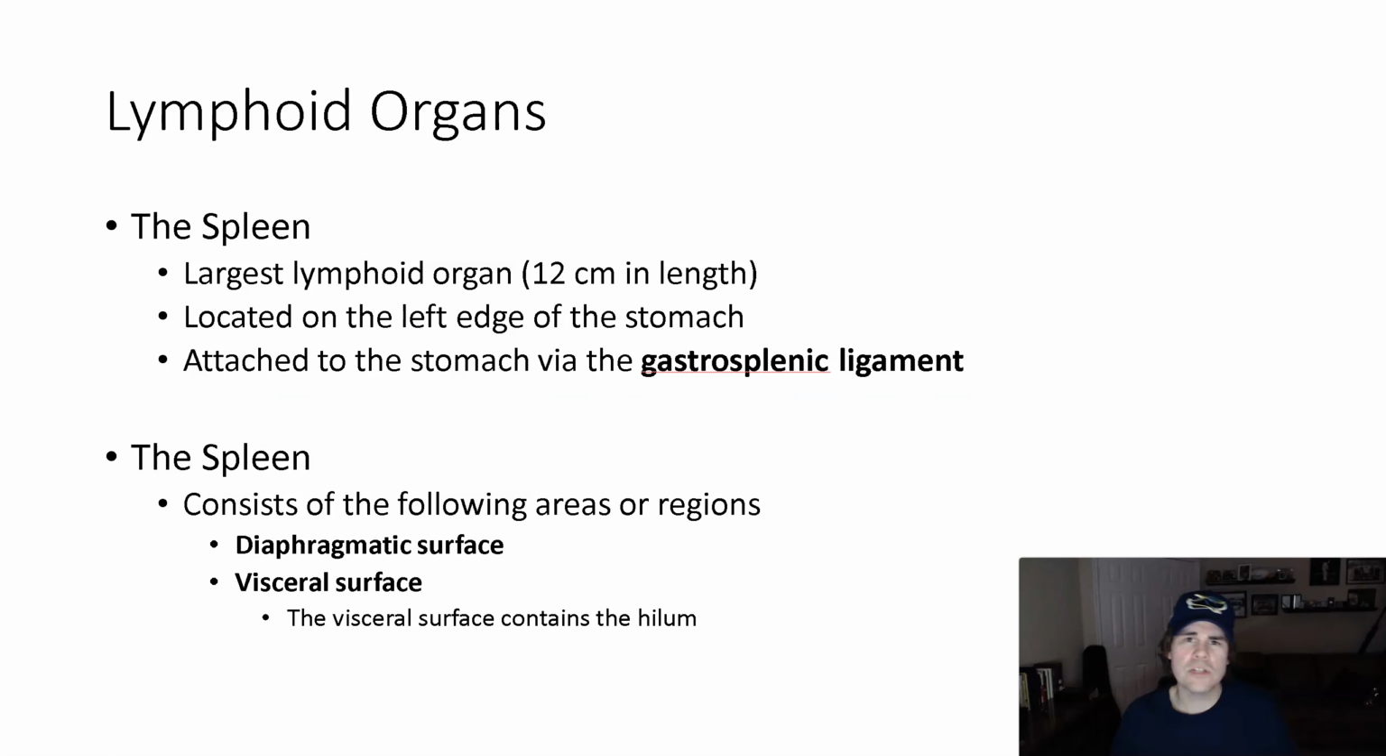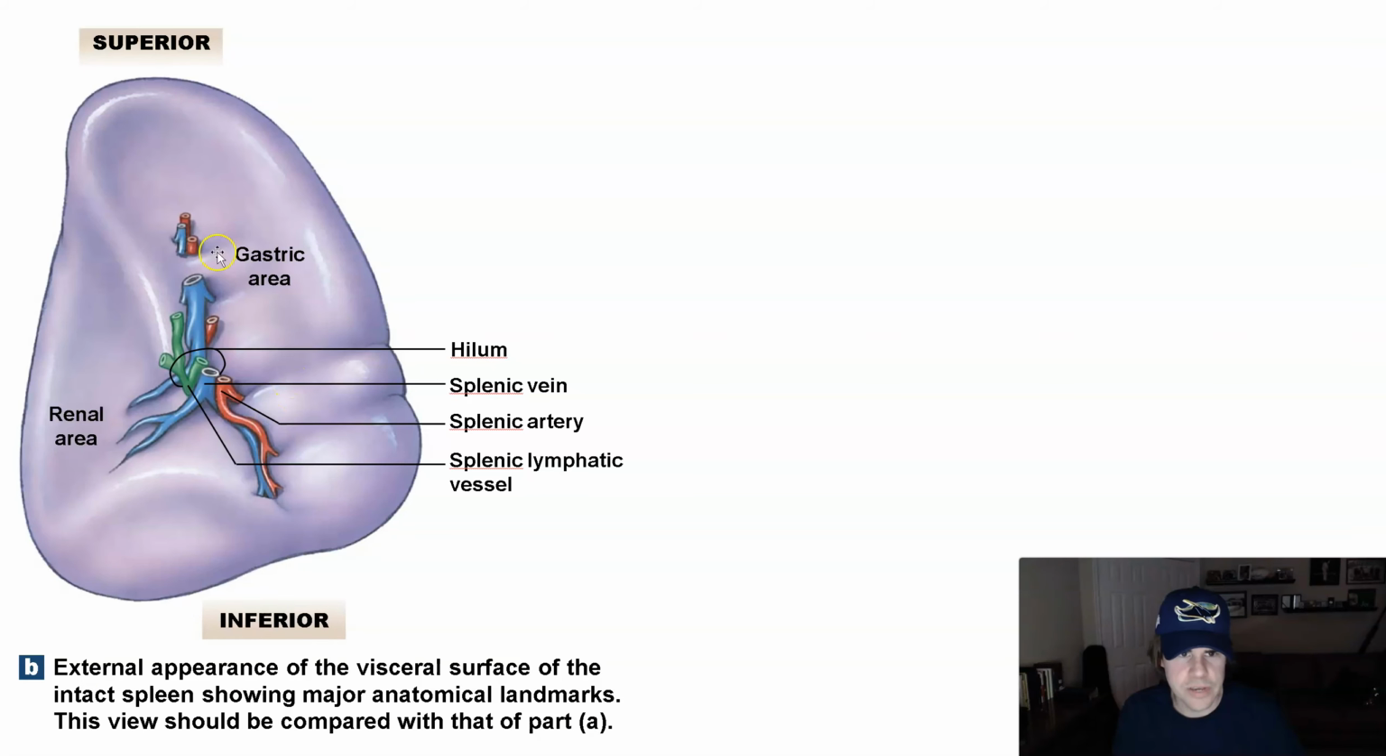Now, the last thing we're going to talk about today is the spleen. The spleen is the largest lymphoid organ located on the left edge of the stomach. So it's kind of hard to see, but left side of the body, stomach's on the left side. It consists of the following regions: the diaphragmatic surface and the visceral surface. Let me show you a picture here. So here's a picture of the spleen. Here's the external appearance. You can have obviously vein and artery, vessels, the gastric area, renal area.